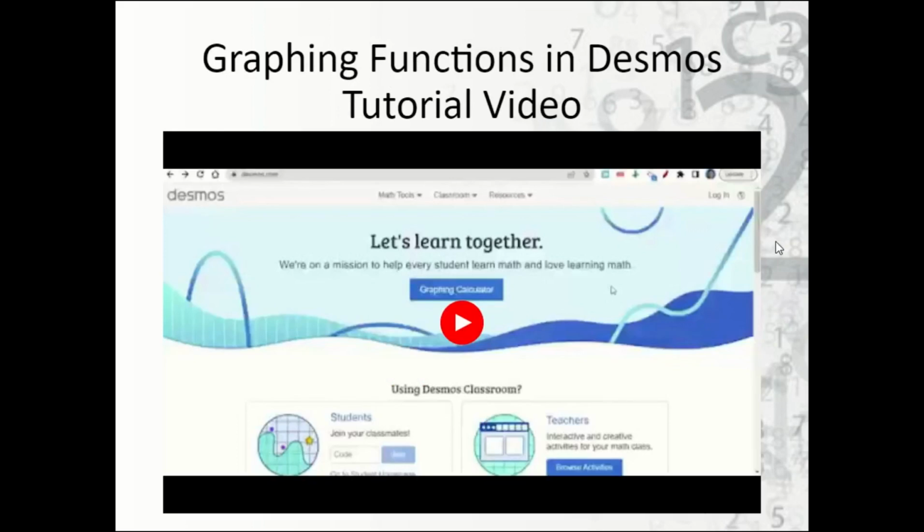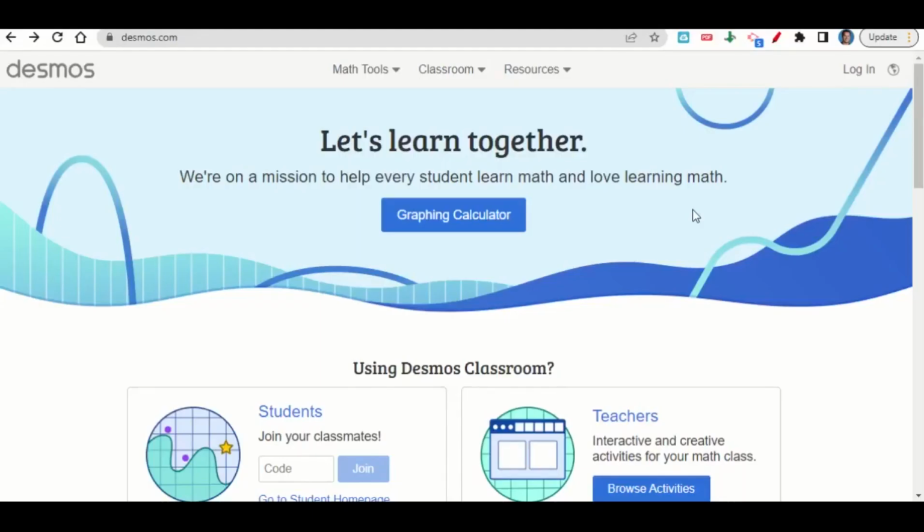There's a video here now that shows you how to graph functions in Desmos. So you can go ahead and watch that video. Let's take a look now at how we can use Desmos to graph any function.